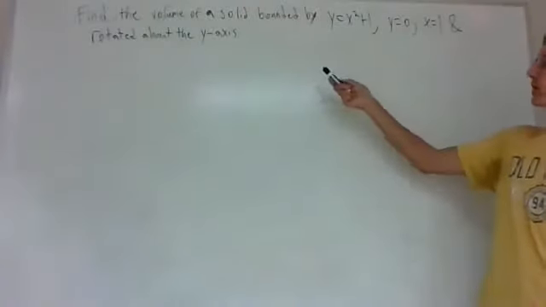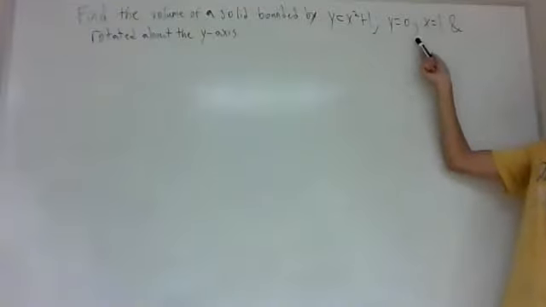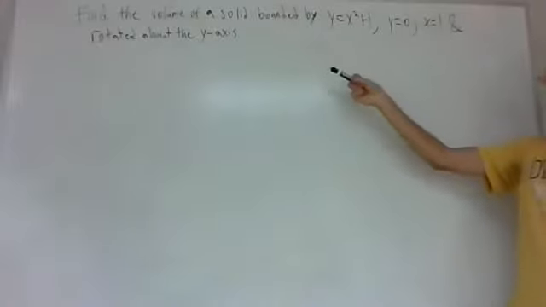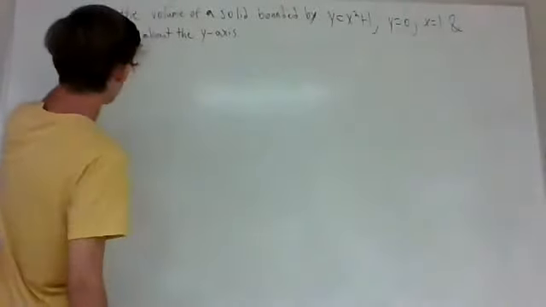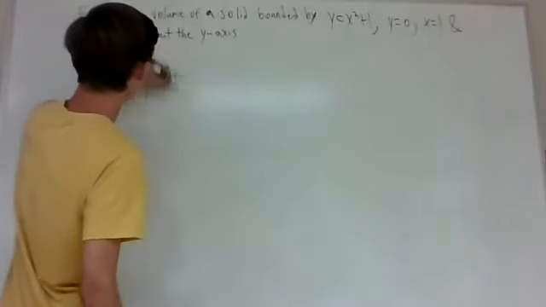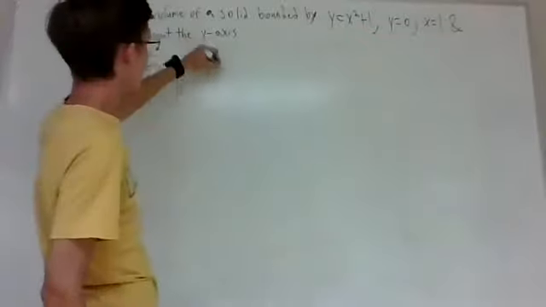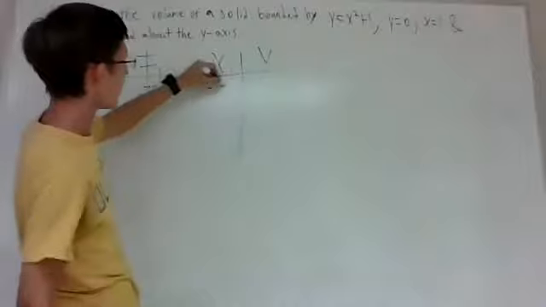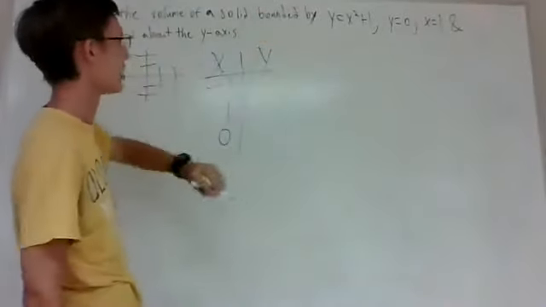Here we're trying to find the volume of a solid bounded by y equals x squared plus 1, y equals 0, and x equals 1, while rotated about the y-axis. First thing we need to do is graph these functions on a Cartesian plane so that we can visualize this problem better. We do this by plotting the x and y coordinates of the first y function that we're given.